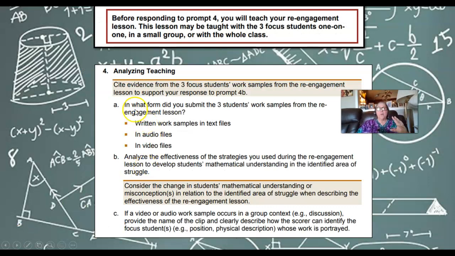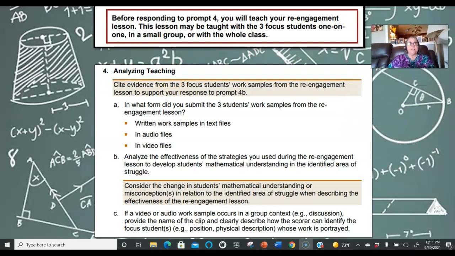Now, before responding to prompt 4, you're going to now need to teach that re-engagement lesson. So you're going to teach it. You don't need to record it. And like I said, you make sure that your 3 focus students are there. You need one-on-one, small group, or whole class, but your focus students are there.